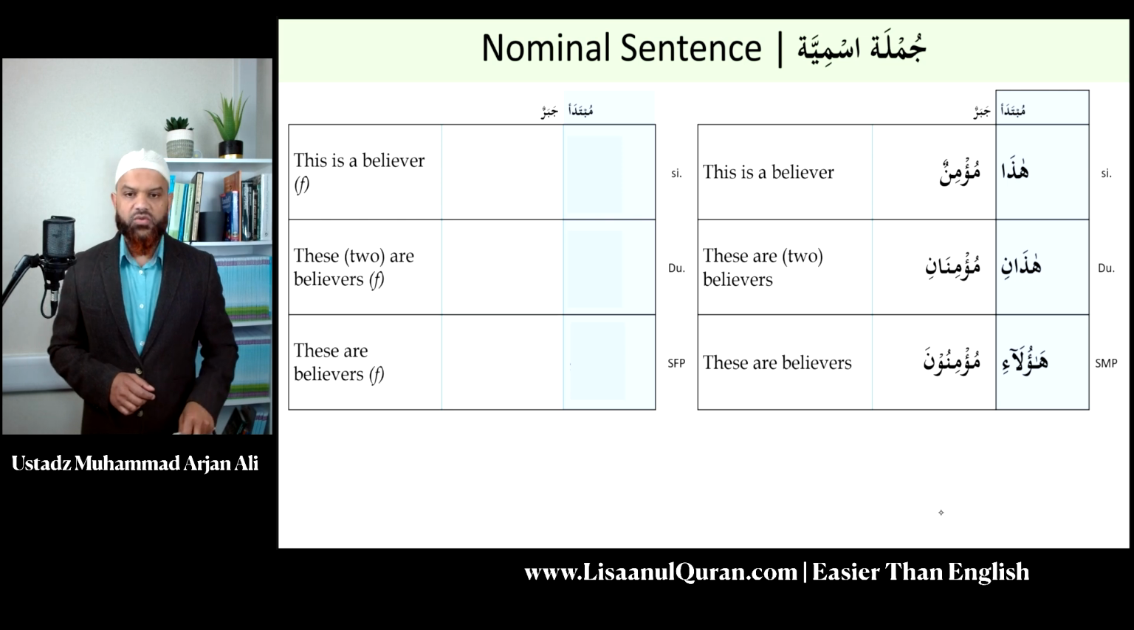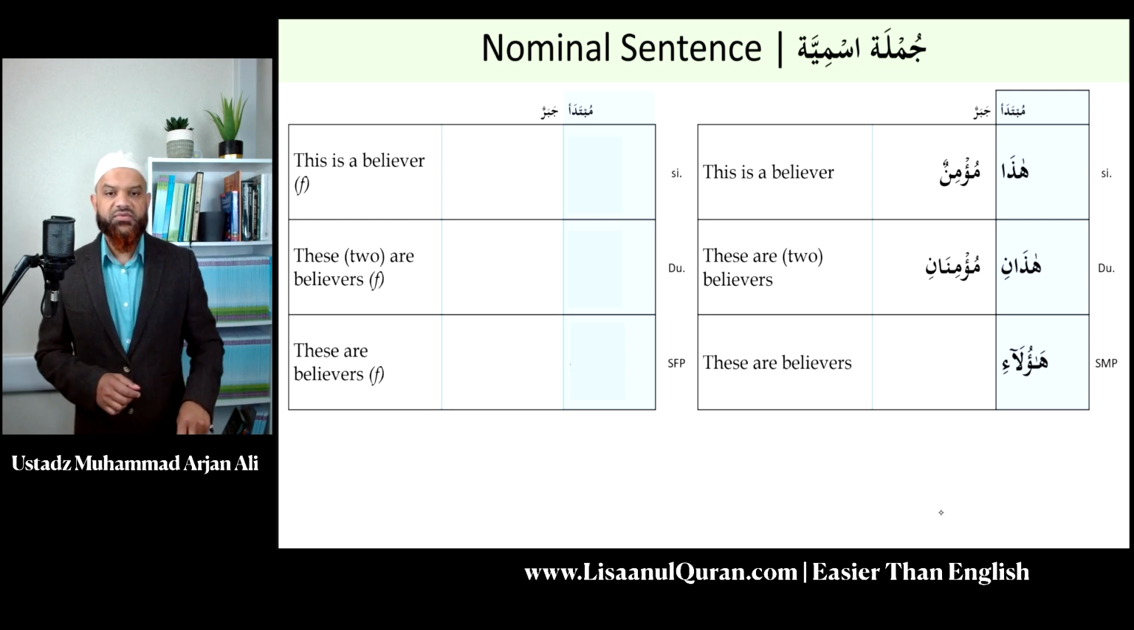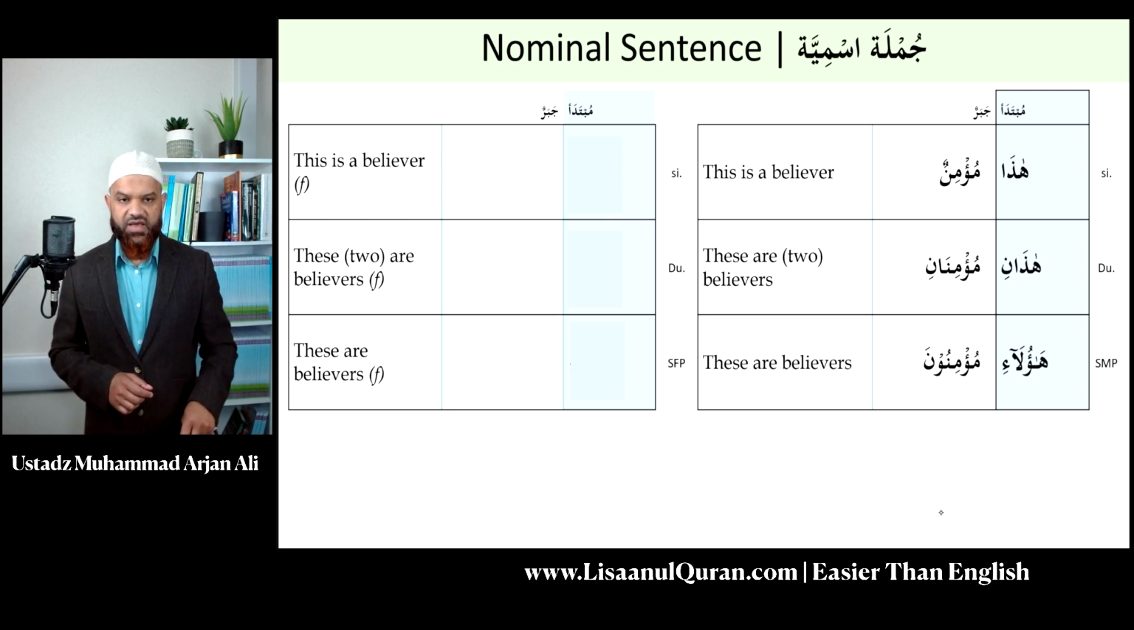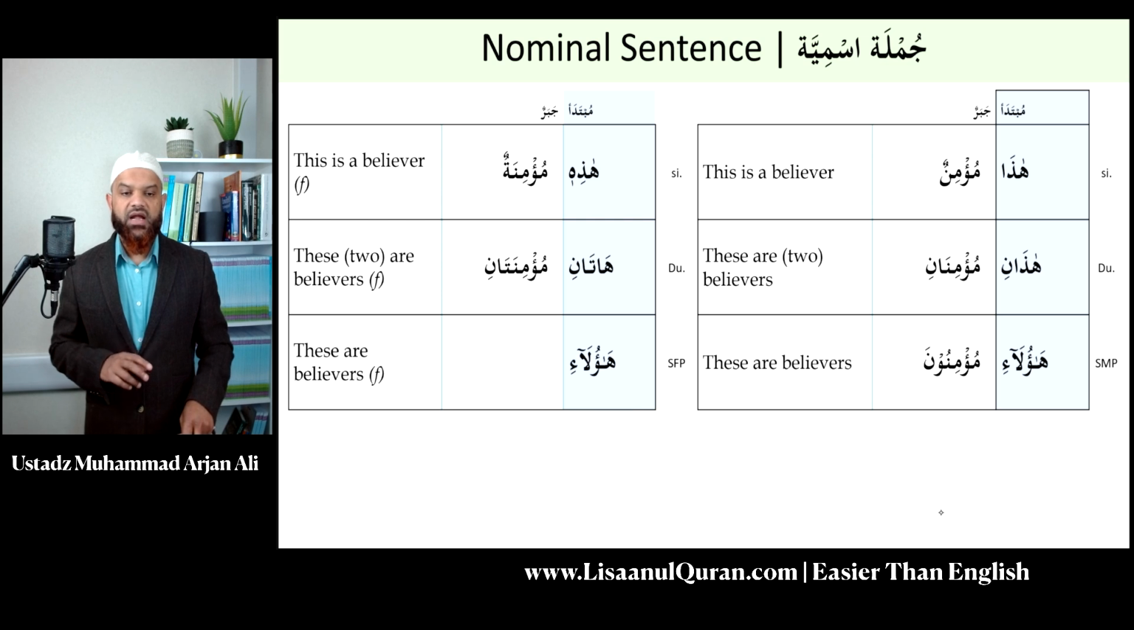Now let's take a look at what happens with the feminine. This is a believer, female. I will say هذه مؤمنة. If I'm pointing to 2, I will use هاتان مؤمنتان. If I'm pointing to a group, I will say هؤلاء مؤمنات. You got that right, alhamdulillah.